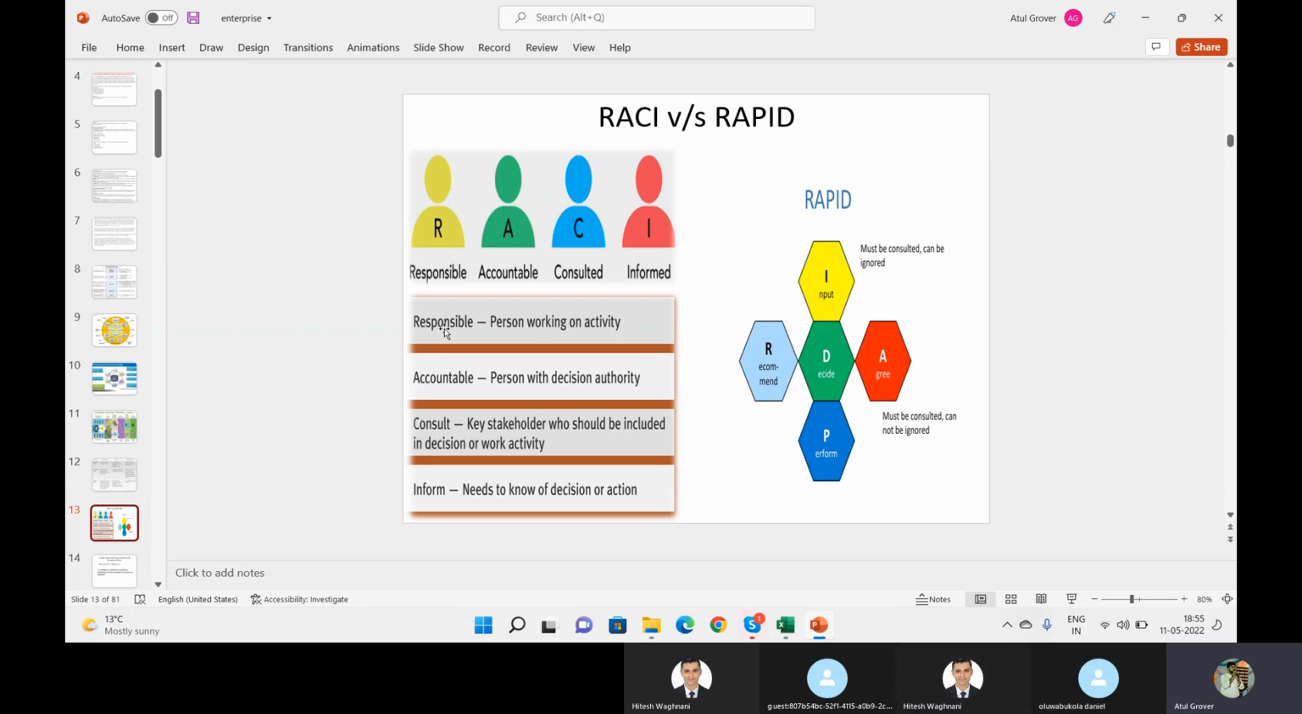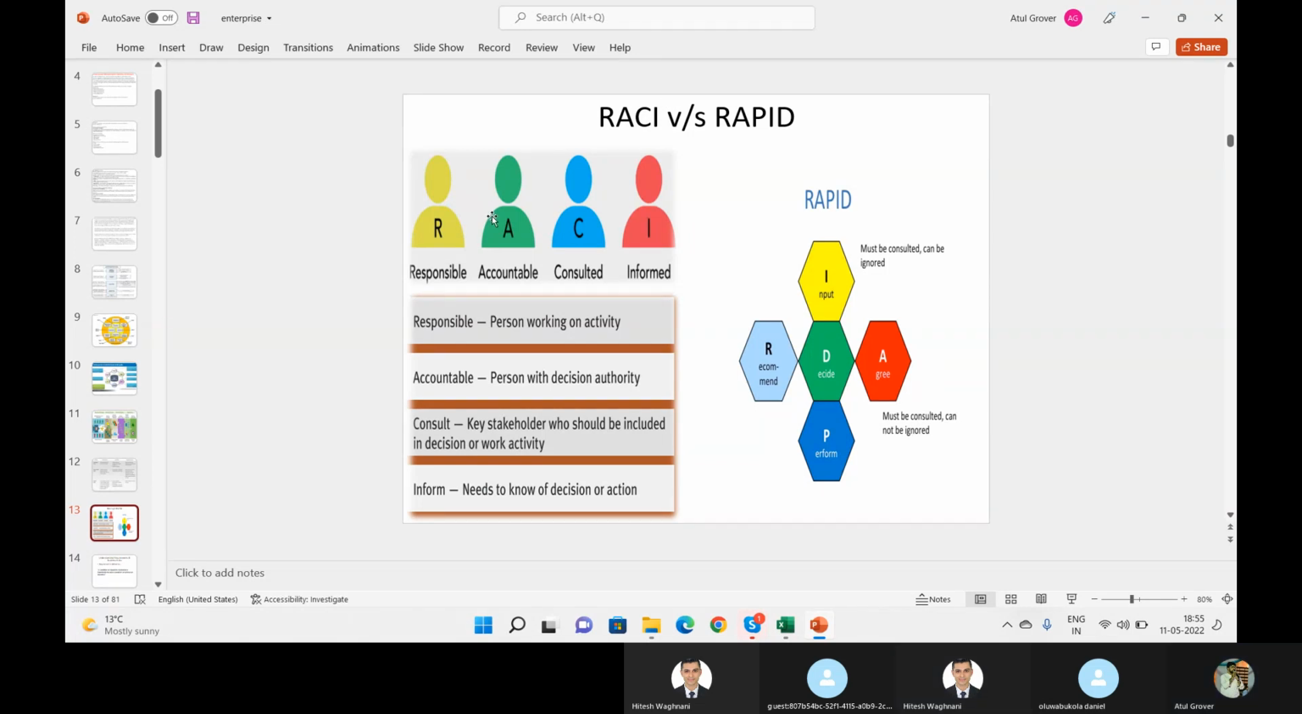What does R say? Responsible is the person working on an activity. So in this training, we all are responsible. I am delivering, you are attending. If you do not listen carefully, it's your fault as well, and it's my fault as well, because I'm not able to deliver in the proper manner which you want. That is point number 1.